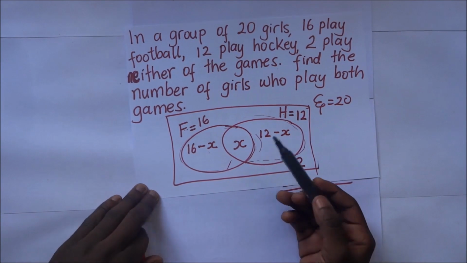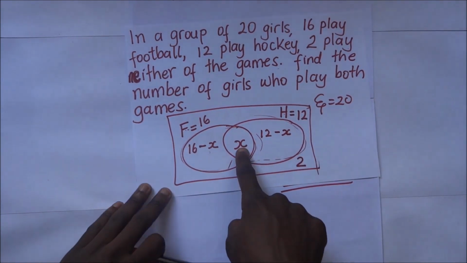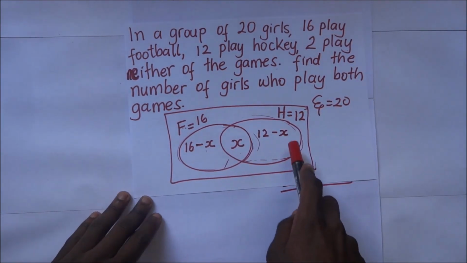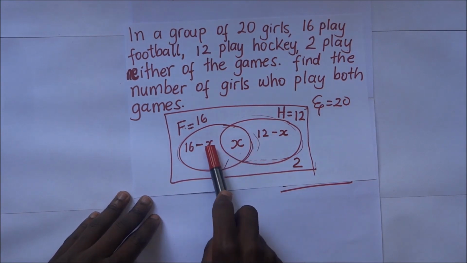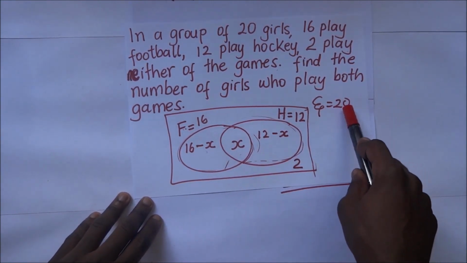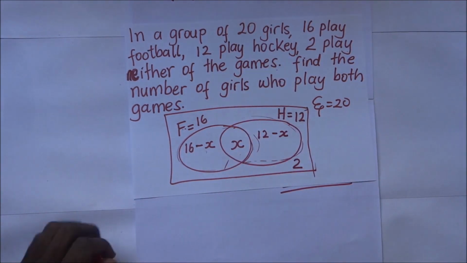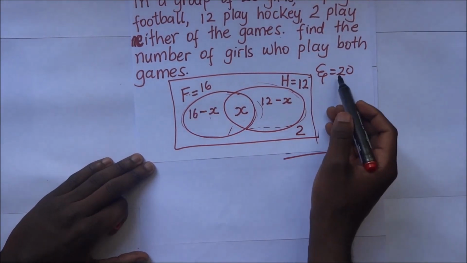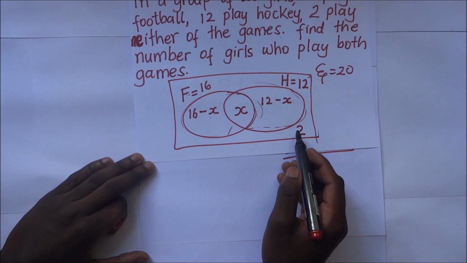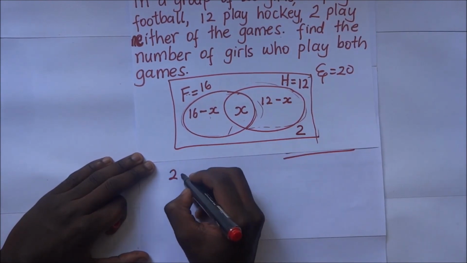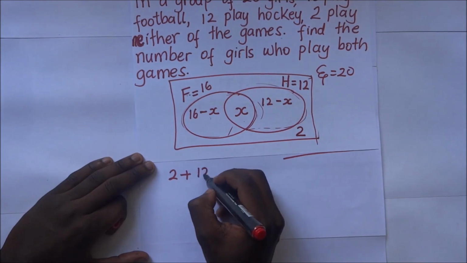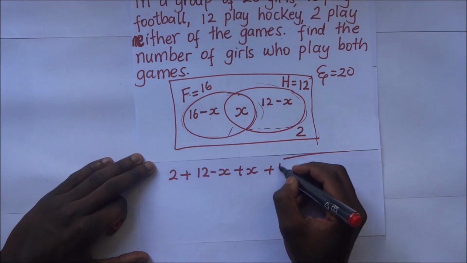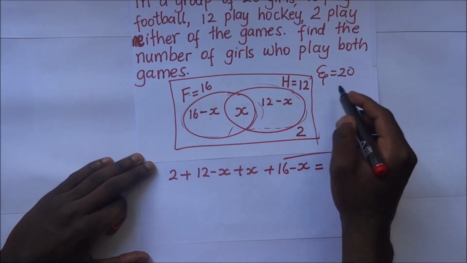So our task here is to find the value of x, because the value of x here is the number of girls who play both games. And we shall get it by saying it is 2 plus this plus that plus this plus that plus this is equal to 20, which is the total number of girls. So we begin. It's going to become 2 plus 12 minus x plus x plus 16 minus x is giving us 20.